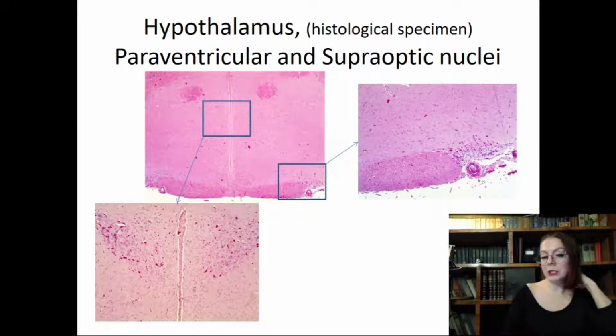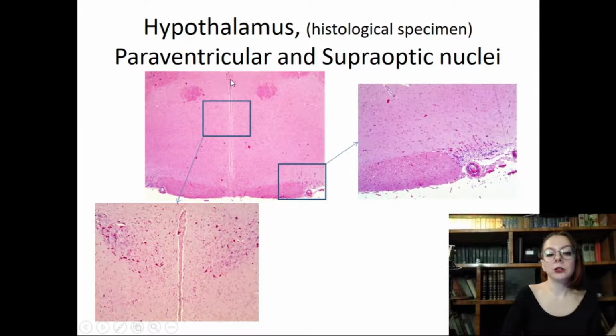As for the specimen, once again, in the specimen you should recognize the third ventricle cavity and the chiasma opticus. These are the two key structures with the help of which you can distinguish the respective nuclei. These are the paraventricular nuclei, like butterfly wings. They are found on each side of the third ventricle. And here are the supraoptic nuclei above the chiasma opticus. Not to be confused with the suprachiasmatic nucleus, okay?